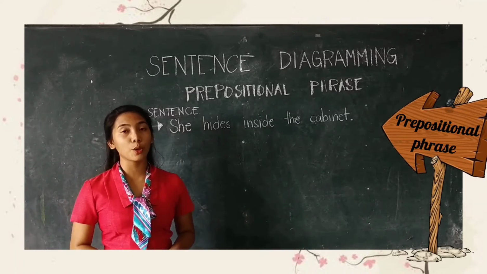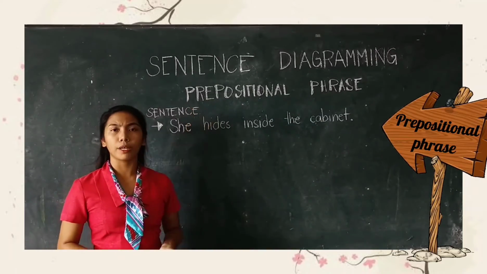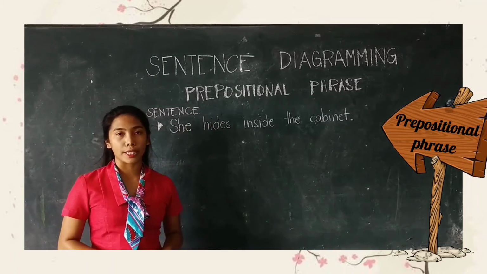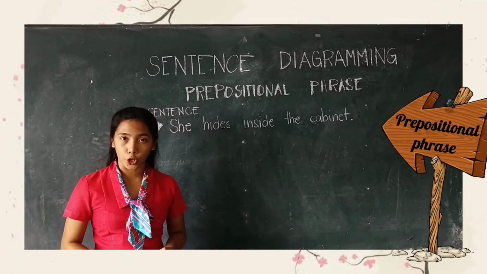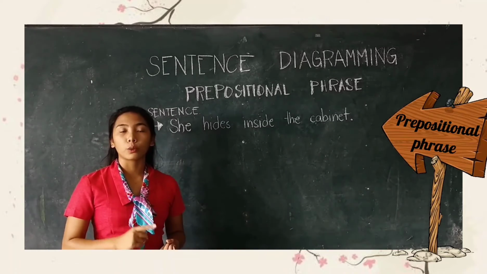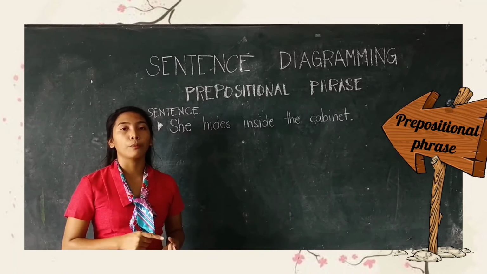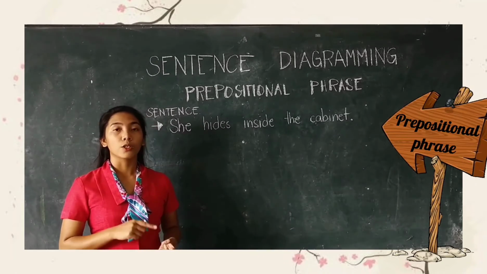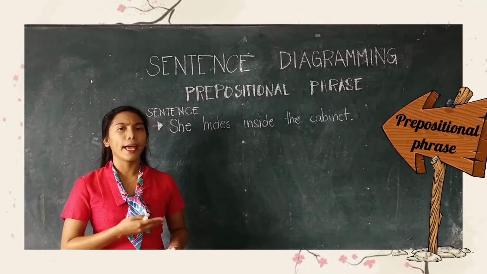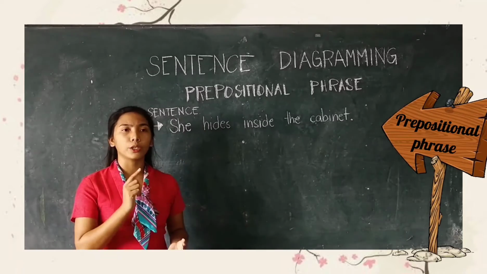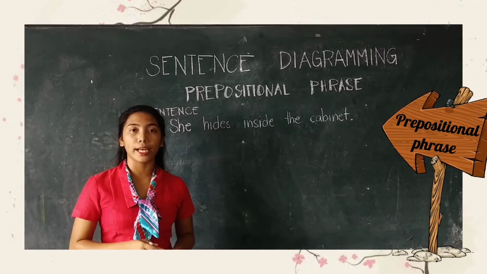We're done with the modifiers, so now let us proceed to another element, which is the prepositional phrase. But first, what is a prepositional phrase? A prepositional phrase is a group of words that consists of a preposition, its object, or what we call the object of the preposition, and any other word that is used to modify that object. So class, take note of this. If there is a presence of a preposition, any preposition, that group of words is already considered a prepositional phrase. Take note of that.